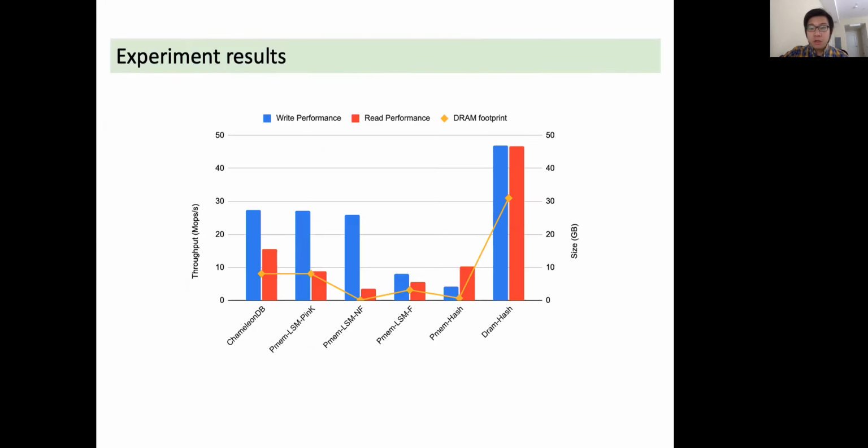Now let's have a look at the experiment results. This figure shows the write performance, read performance, and DRAM footprint of ChameleonDB with 5 counterparts. The write-mode scheme DRAM hash places its whole index in DRAM, while the Pmem hash scheme uses a single level Pmem structure as index. The other 3 counterparts utilize a multi-level structure similar to ChameleonDB.